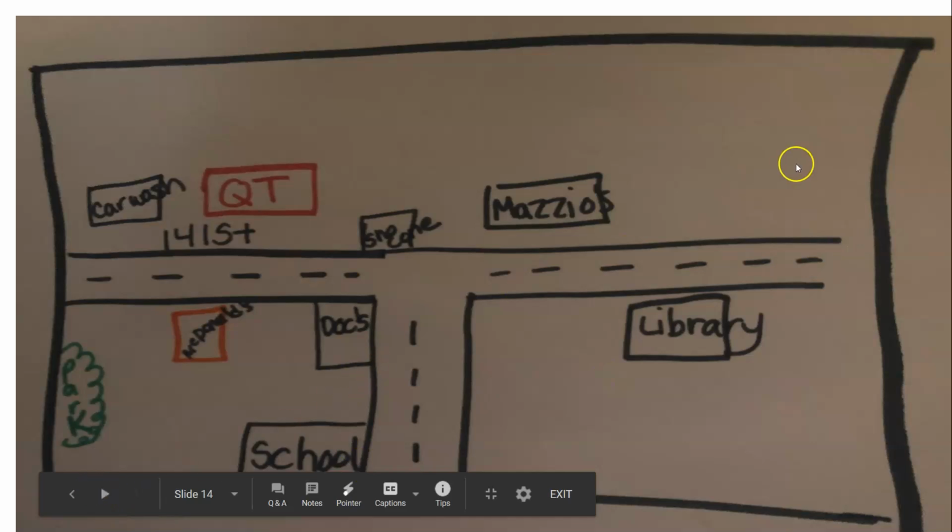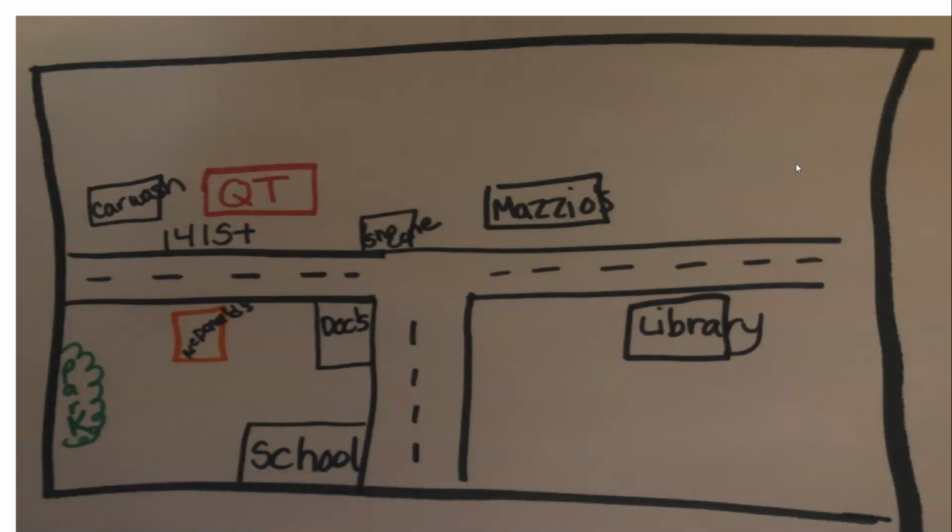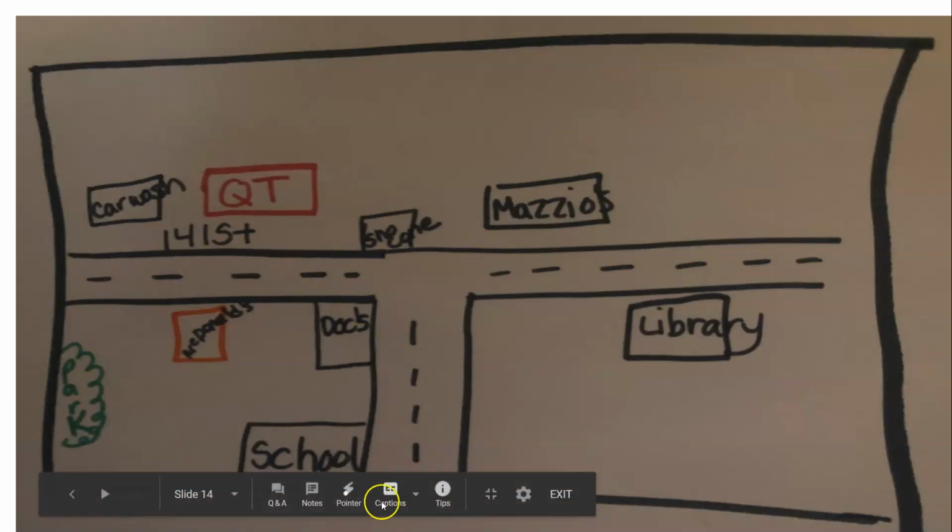And actually, we're going to flip right here because this is a map that I just really quickly drew of the main street in Glenpool. So if I wanted to show somebody how to get to the school, they could see that they have to come down 141st and then turn and keep going this direction to find the school. Or if they want to find QT, it shows them where that is.